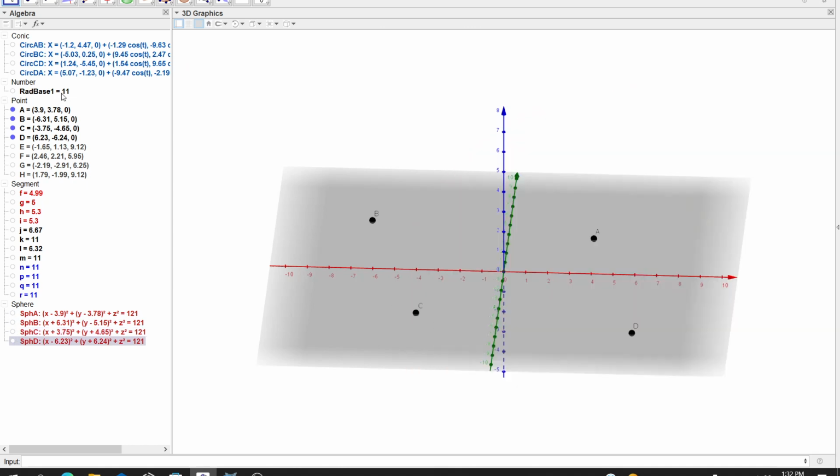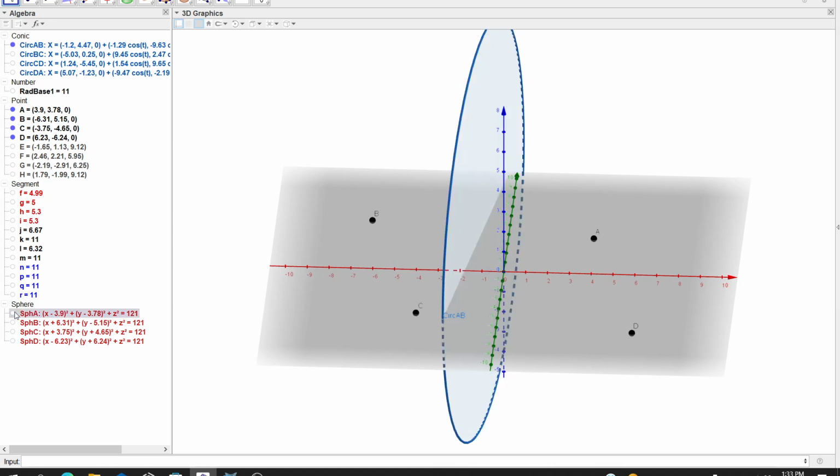and the radius of each of the spheres is the same. It need not be the same. I could simply have different radii for each sphere. Then I found the intersection of the two spheres.